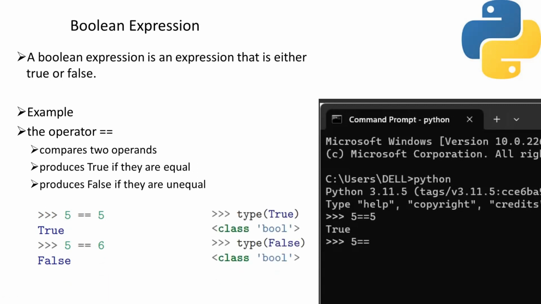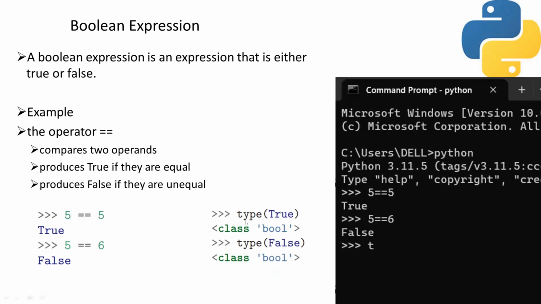You can check the type of true and false. You can see that the type function has been used and the result shows that it belongs to bool. Bool represents Boolean. So for both true and false, we get this bool.